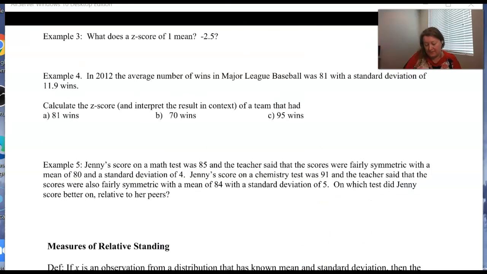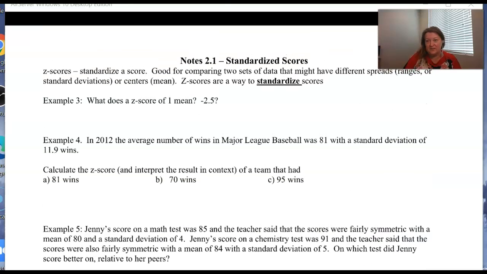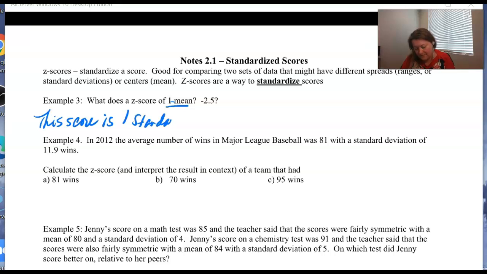All right, so I'm going to go back up to the top here and fill in some of these. So z-score is a standardized score. It's great for comparing two sets of data that were completely different numbers, different middles and stuff like that. And it's a way to standardize the score. So if we get a standardized score of a 1, it means that this score is 1 standard deviation above average, above the mean.